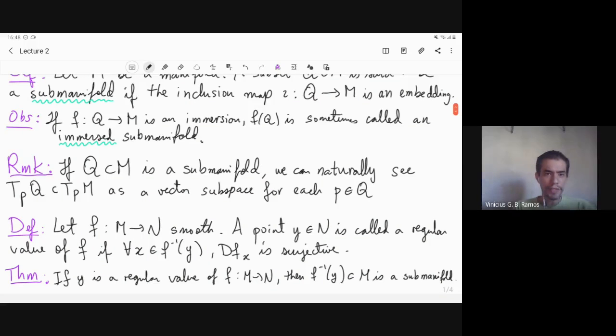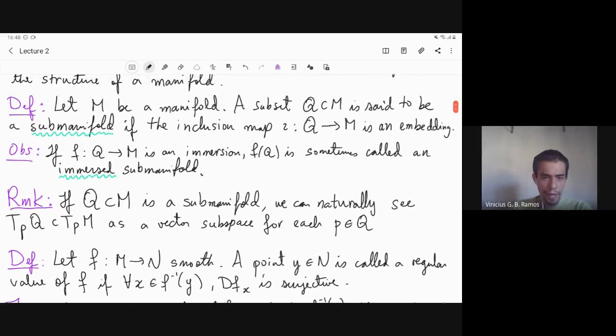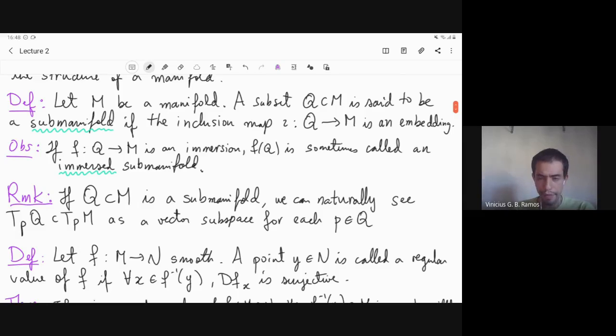And an observation is that sometimes when you have an immersion, people say that the image of the immersion is an immersed submanifold. So I'll just say this, but I don't think I'm going to use it very much. Sometimes people say immersed submanifold, and it's not really a submanifold, even though it's an adjective in front of submanifold. Usually, when people say submanifold, they really mean an embedded submanifold, not an immersed submanifold.